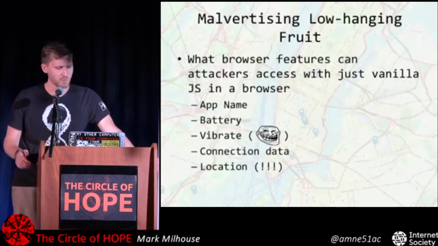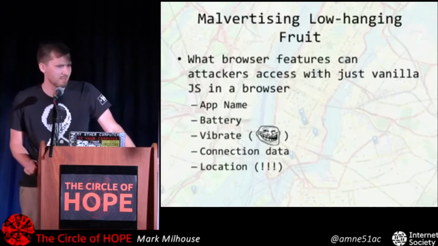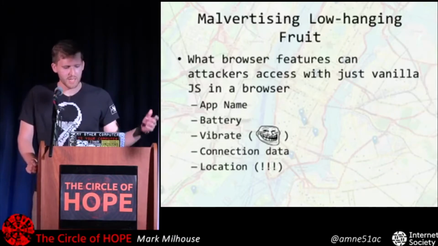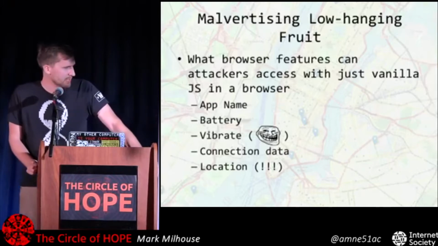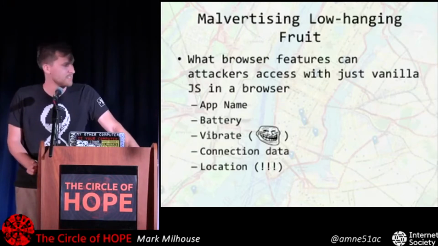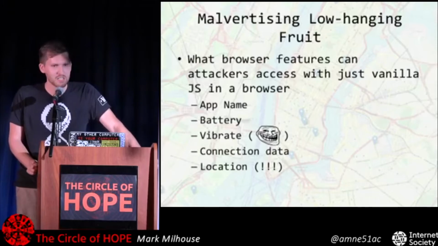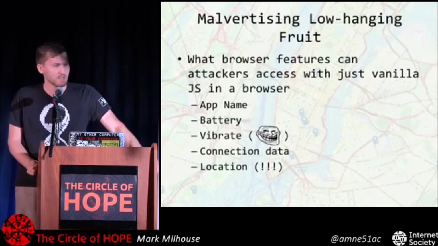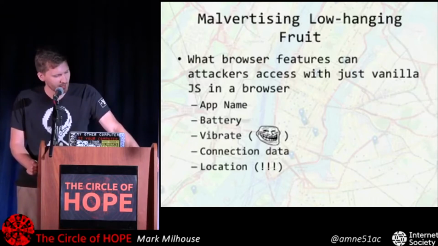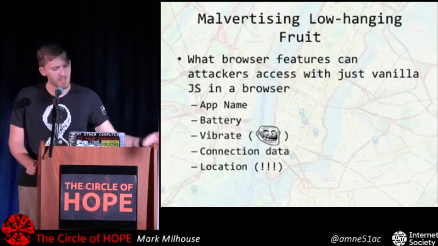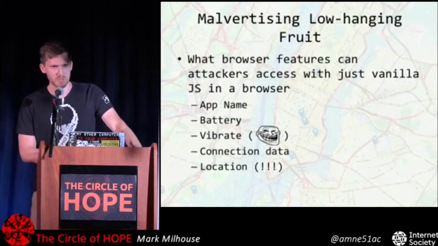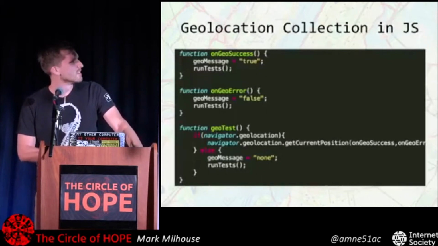So the low-hanging fruit would be stuff that you can access just natively within the browser. You might be able to get the name of the app, the battery level. You might be able to trigger the vibrate function and get connection data. And some of these things are really commonly used in device fingerprinting, which is going to be important later. But then you can also get location, like I mentioned before. And if you haven't noticed, this talk is pretty much going to be mostly about location.